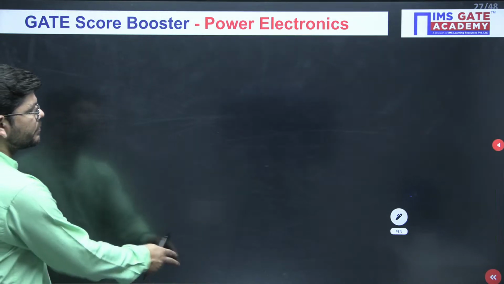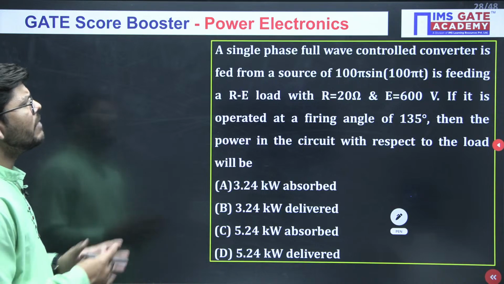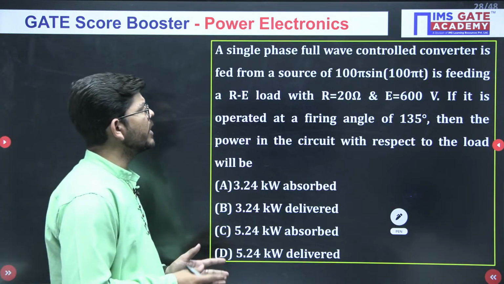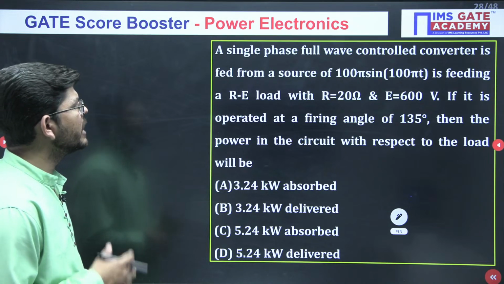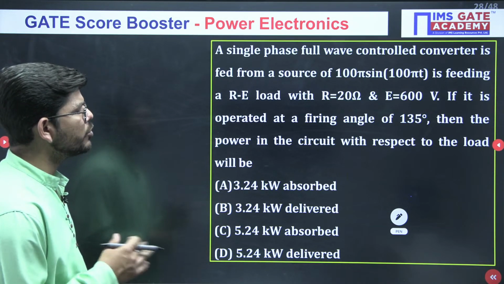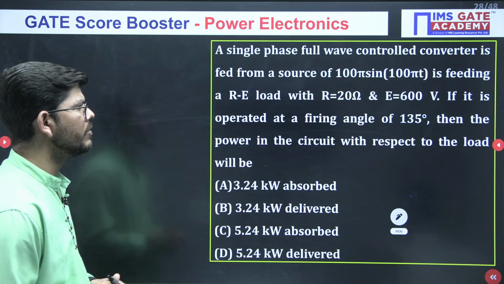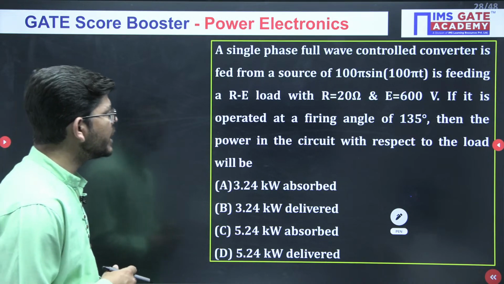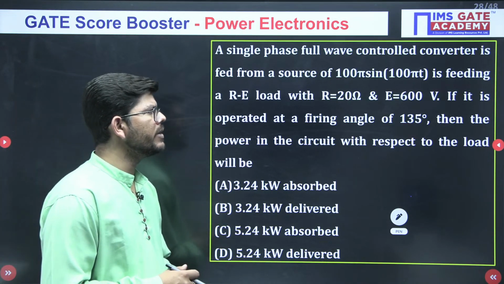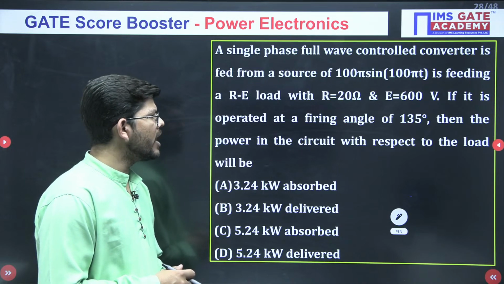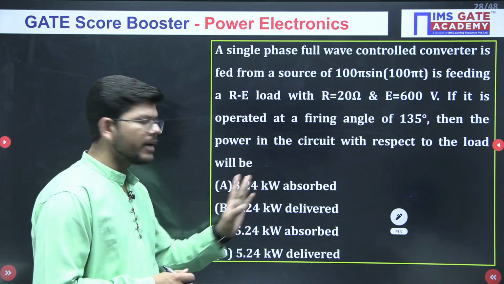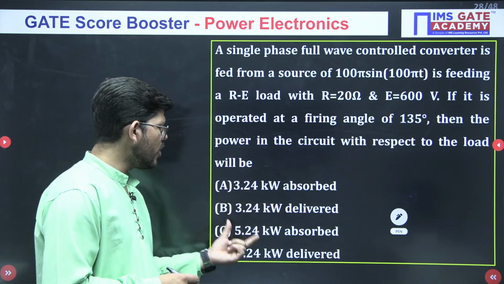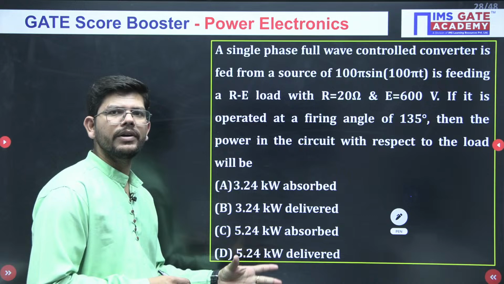Moving towards the next question. A single phase full wave controlled converter is fed from a source of 100 sin 100 pi t, feeding an RE load with R equals 20 ohm and E equals 600 volt. If it is operated at a firing angle of 135 degree, then the power in the circuit with respect to the load will be this value absorbed, this value delivered, or this value absorbed or this value delivered.